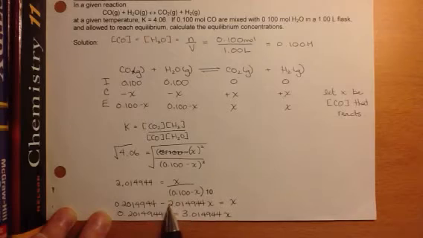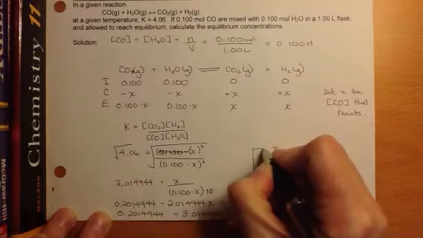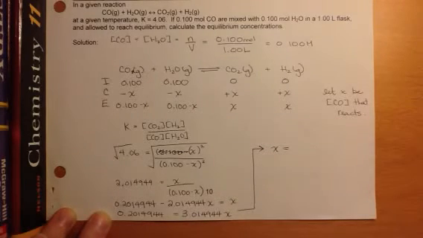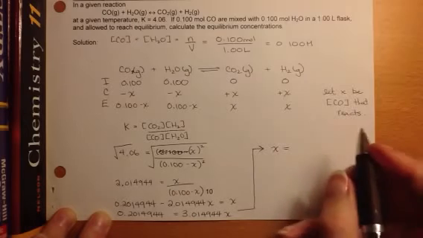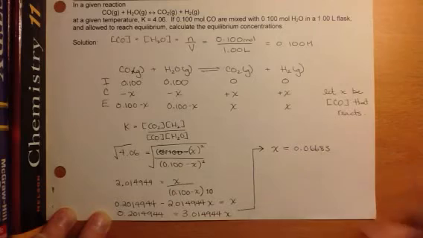I am adding this 2.01 to the 1x on this side, which gives me the 3.01. Now, solving for x then, we'll just continue up here. So our x is going to be equal to 0.06683. Now we're almost done, not quite.